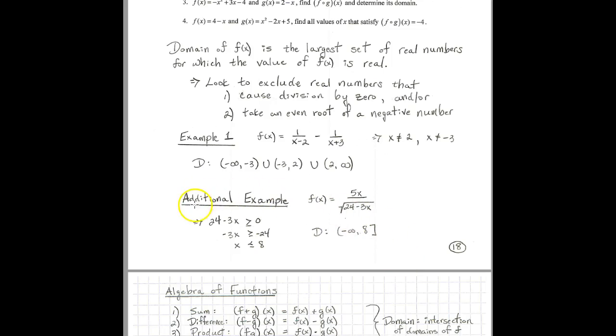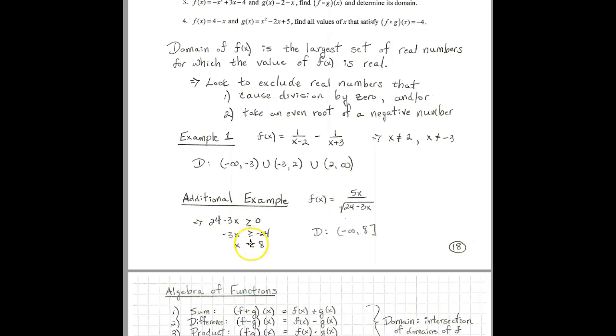Just a quick additional example here. f of x equals 5x divided by the square root of 24 minus 3x. Oh gee, I see I quickly made a mistake here. First of all, I'm saying to myself, 24 minus 3x can't be 0. And then inside of it, it also has to be positive. So this should have said strictly greater than 0, not greater than or equal to 0. I apologize. This should have been greater than 0.